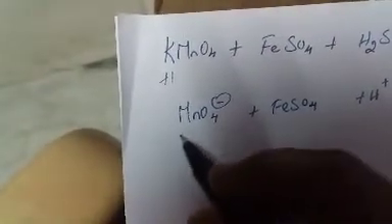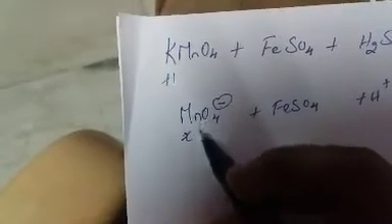Here we find the oxidation number for MnO4 minus. The oxidation number for Mn we don't know, so write X. For oxygen it is minus 2, so 4 times minus 2 gives minus 8. That equals the net charge, minus 1. Therefore X equals plus 7, so the oxidation number for manganese is plus 7. Similarly, we have to find it for FeSO4, MnSO4 and the others.